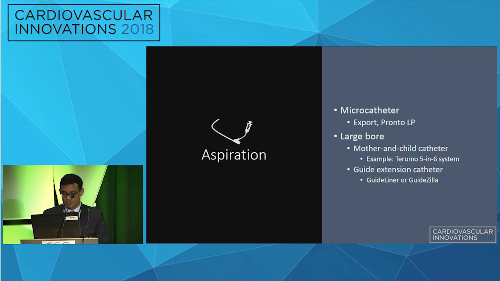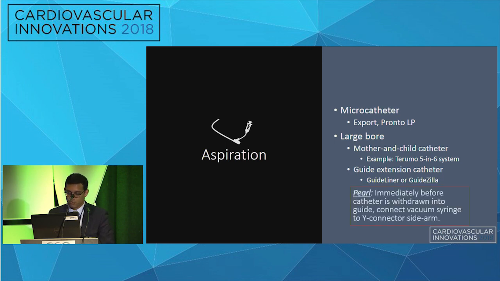The second option with aspiration are the large bore catheters. You can use a mother and child catheter system, or you can use a guide extension catheter, including the GuideLiner or the GuideZilla. When using the large bore options, you want to make sure that a vacuum syringe is connected to the Y arm of the connector, and that allows blood to be suctioned out of the guide as the GuideLiner is being removed.